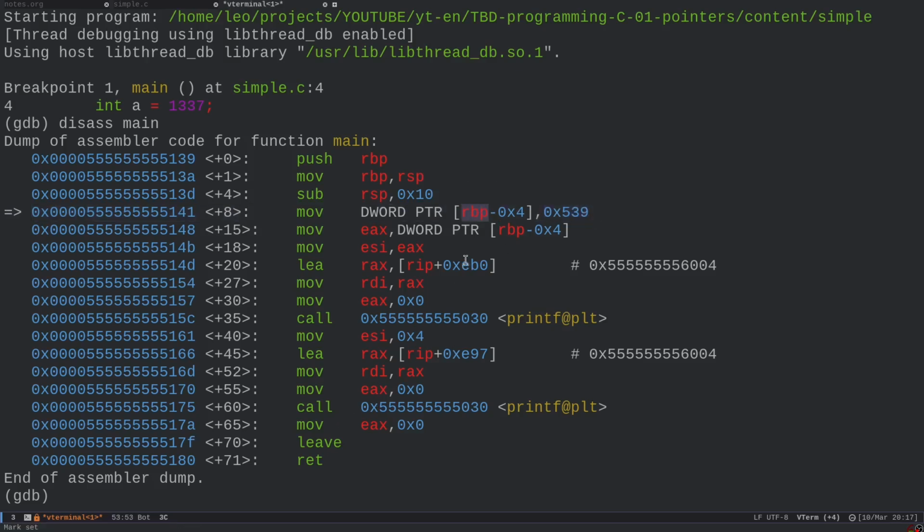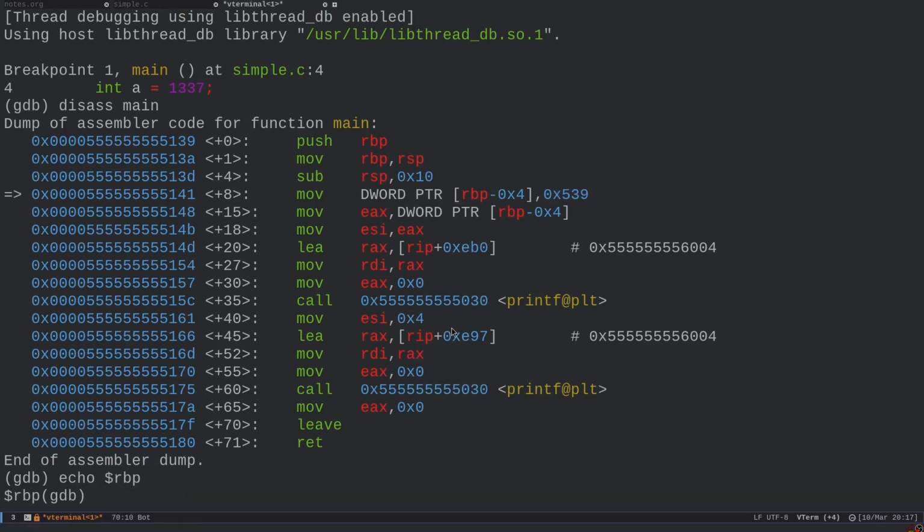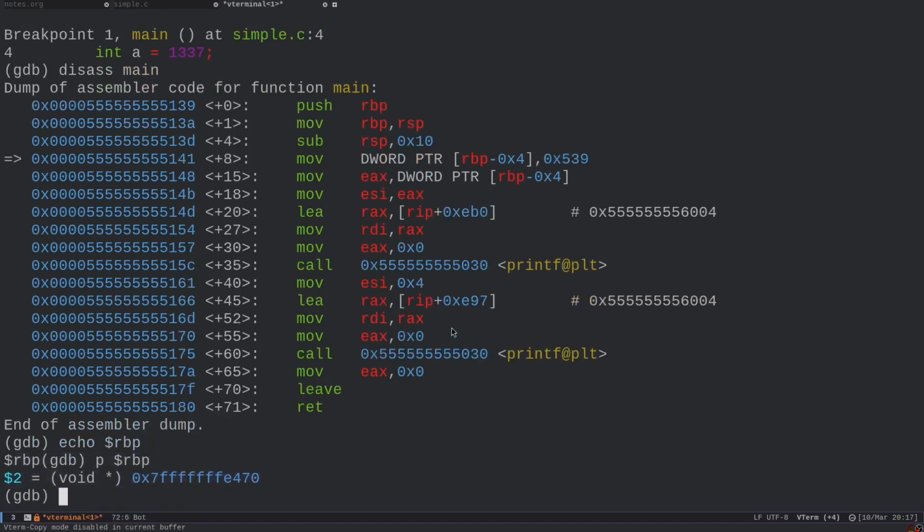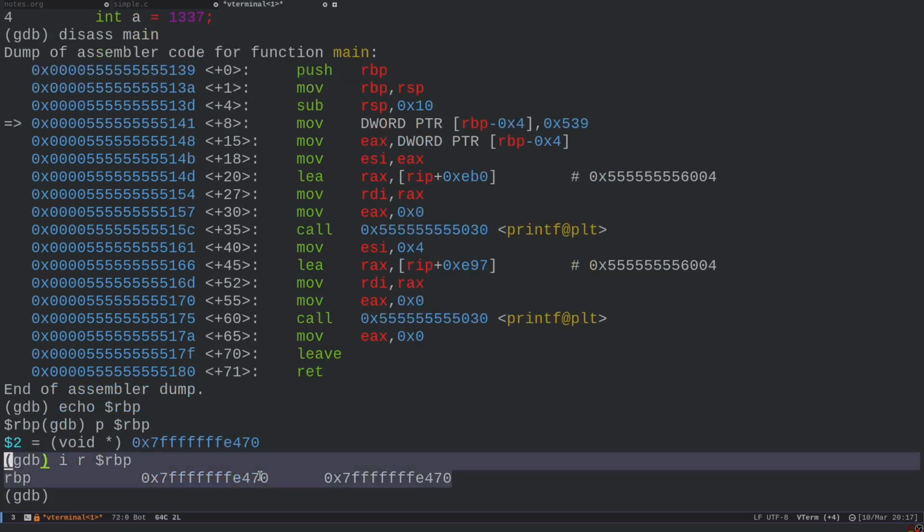Now, what is the value of RBP? To check the value of RBP, we can do echo RBP like this. Actually, not like this, I think it's print RBP. So print RBP, and we get essentially this value. We can also do info register and then RBP, maybe. Yes, so as you can see, this is the value of RBP. It's hexadecimal, it can be confusing and scary, but at the end of the day, this is just a big number, an extremely big number.